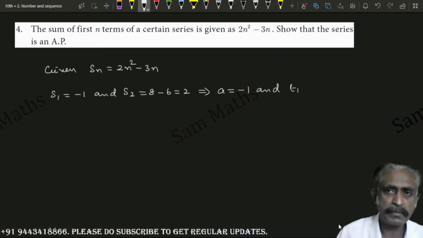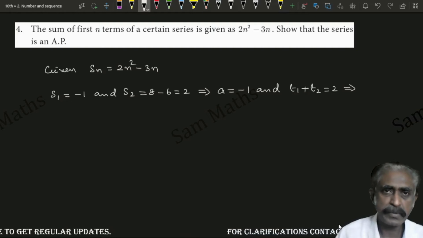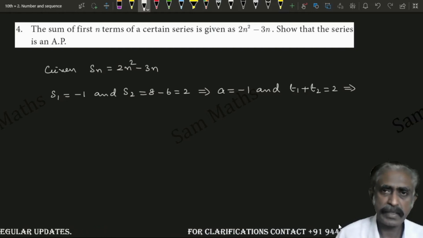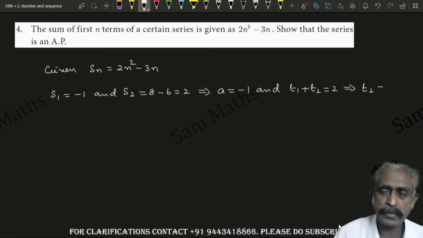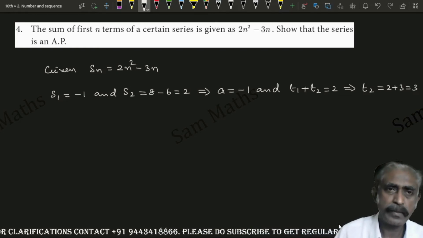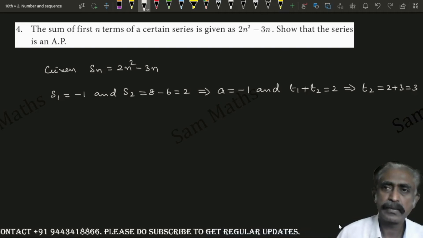And S2 means the sum of two terms, T1 plus T2, is equal to 2. Therefore, from this, what is the T1 value? That is the A value, that is minus 1. You take it to the other side, we will get T2 is equal to 2 plus 1, that is 3. Now we got two values, the A value and the T2 value.